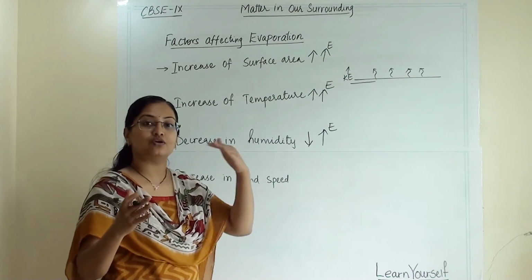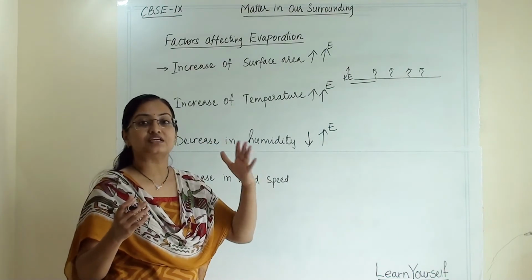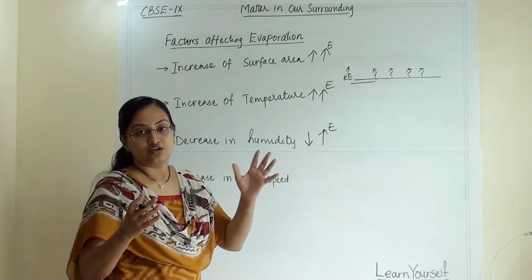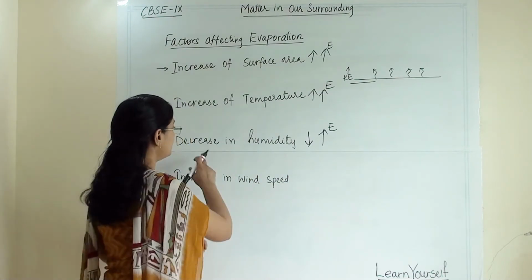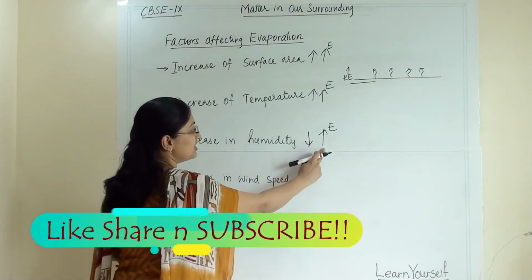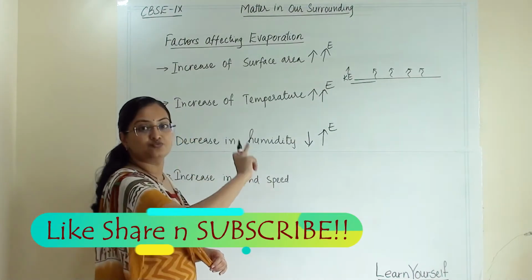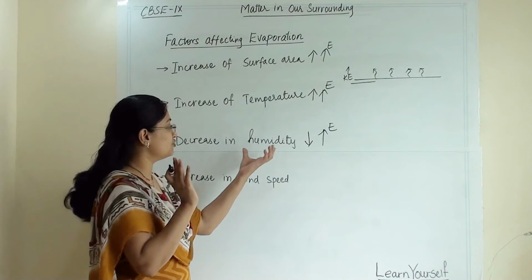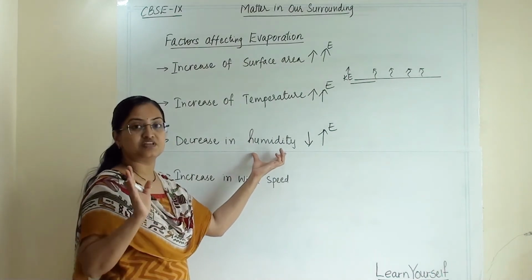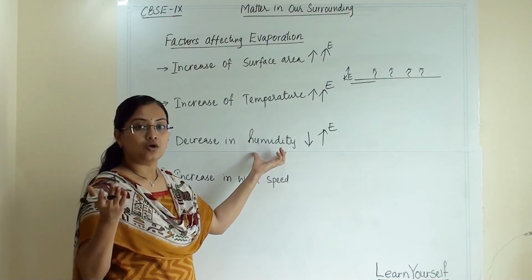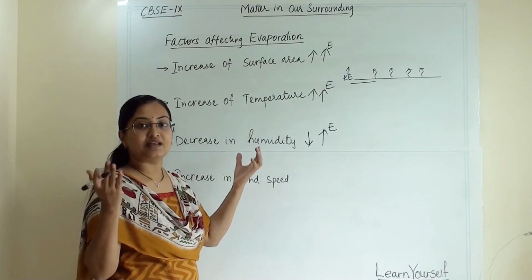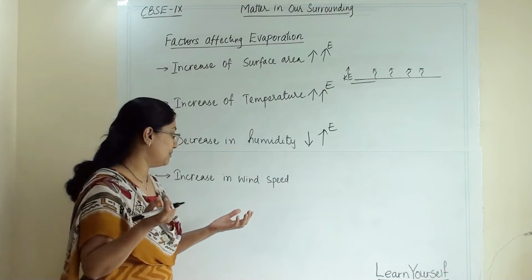Why? Because there is already water vapor present in the atmosphere, so it will not withstand that much more water vapor. So with a decrease in humidity, the evaporation rate will be higher, because when the humidity is less, the atmosphere is dry. So it will allow more and more water to become vapor and it will absorb that vapor.